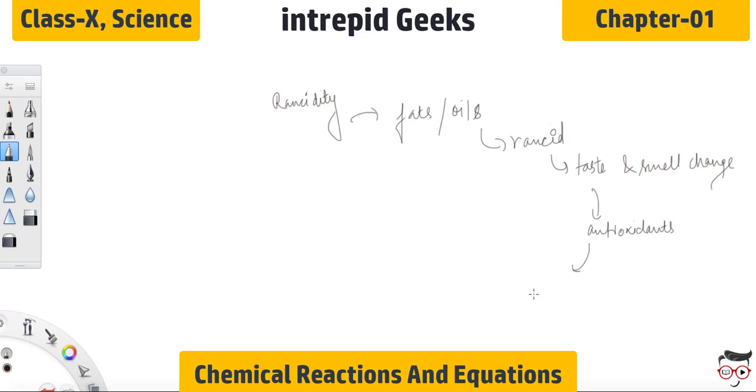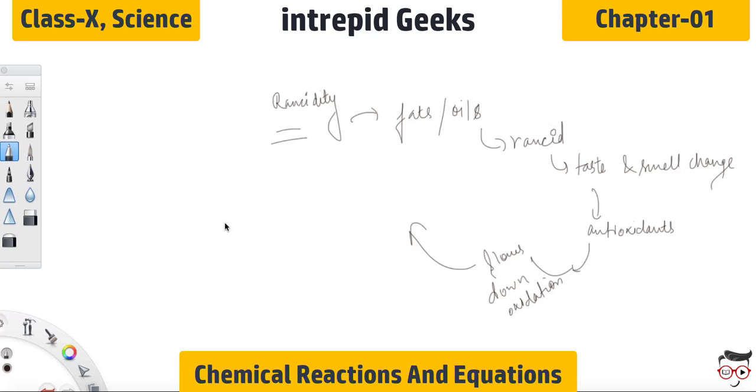You must have purchased a packet of chips which is airtight. So it slows down the process of oxidation. Nitrogen gas is used in packets of chips majorly in order to prevent the chips from getting oxidized. So this process in which fats and oils get oxidized or become rancid is known as rancidity. This is also an ill effect of oxidation which we have discussed.